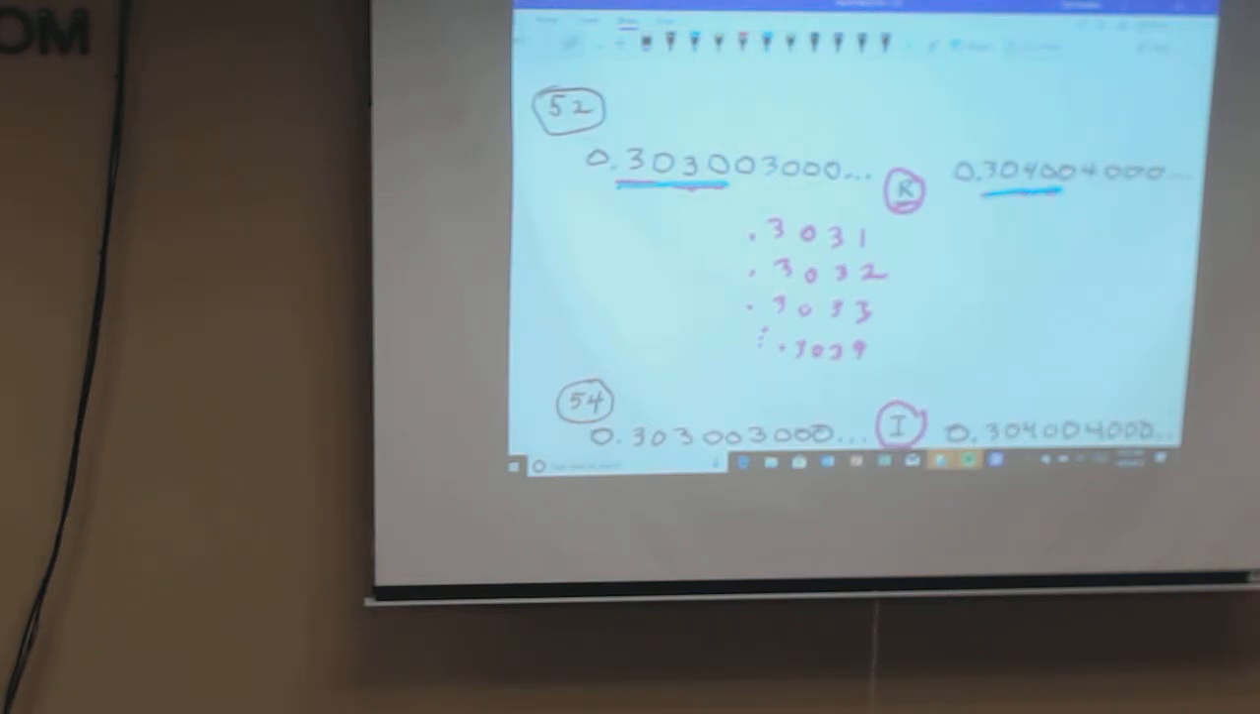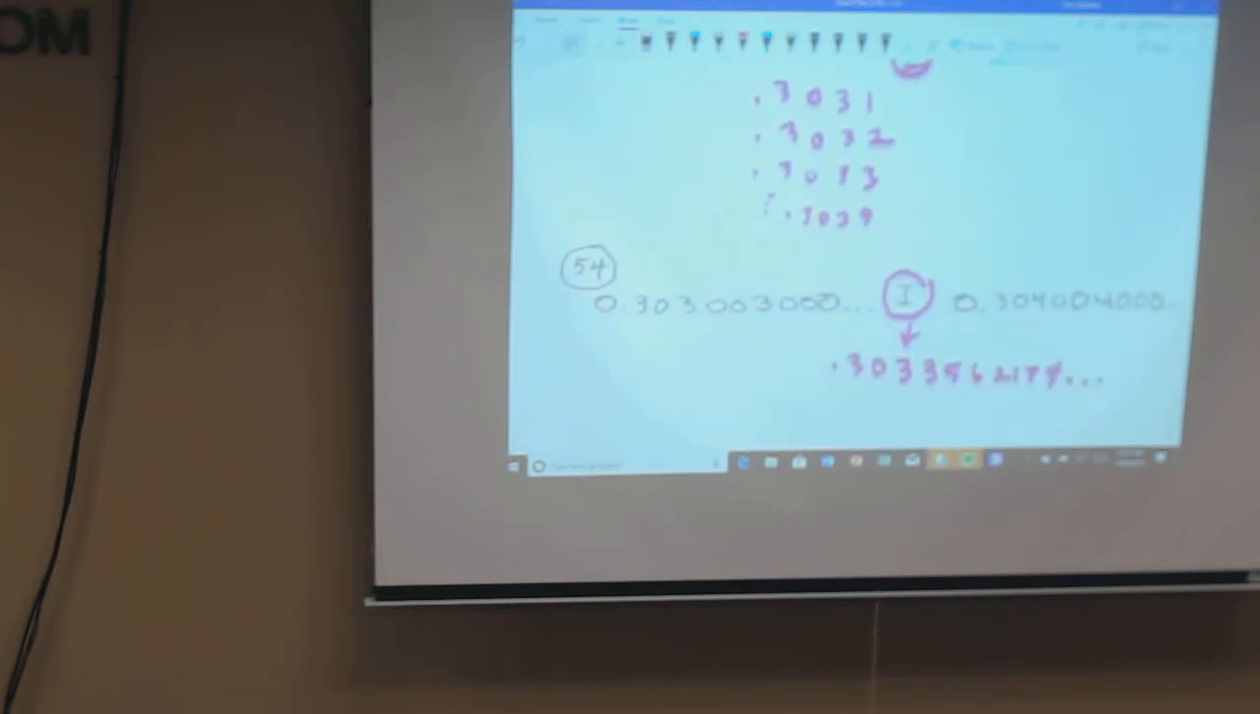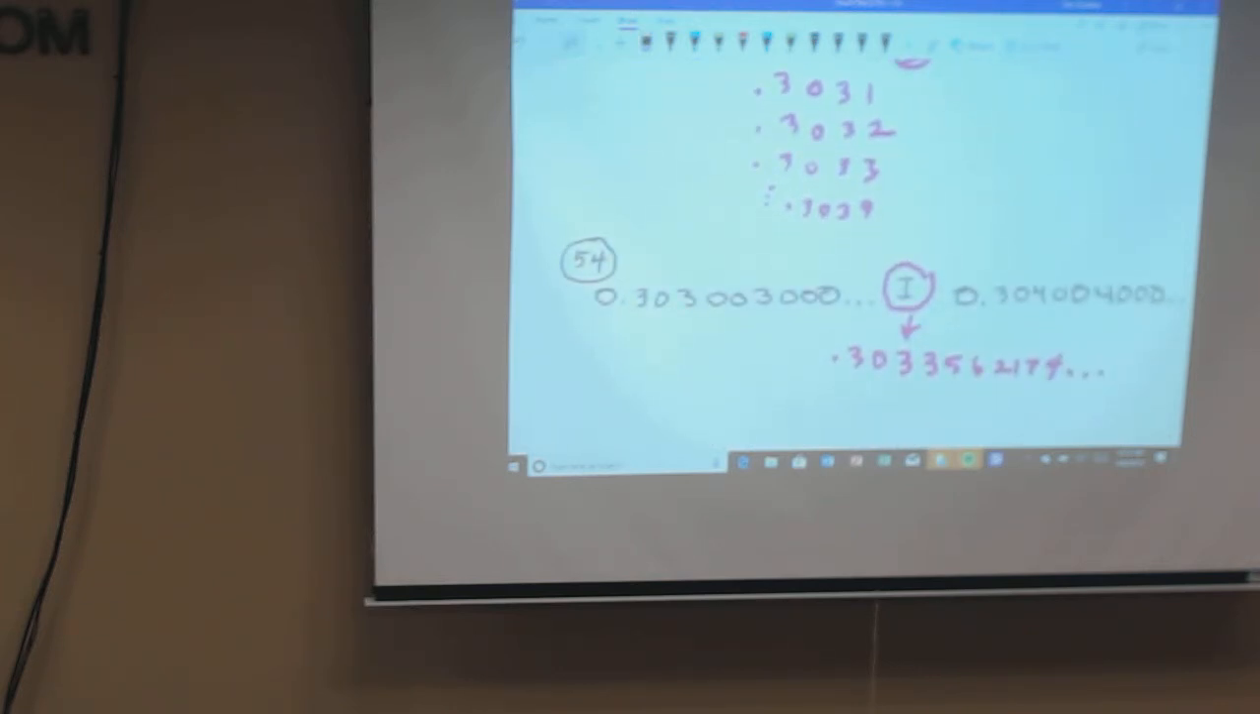Yeah. And if they would have said, give me an irrational number, then I just would have taken one of these and added some stuff to it to make it irrational. Oh, this is the same thing here, isn't it? 0.3030, 0.3040. And I just took 0.3033 and then added 562, dot, dot, dot. You say, I don't see a pattern. I say, there isn't a pattern. So it's not repeating, it's not terminating. That makes it an irrational number.